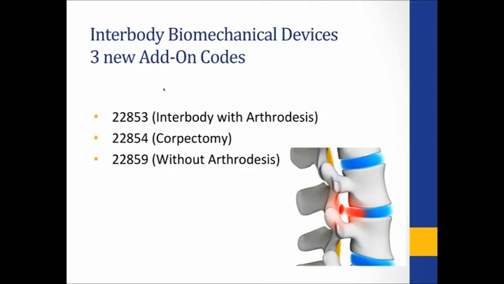But these are the interesting engineering minds that intersect with the medical world. These add-on codes identify when the physician uses these biomedical devices, and there's an associated cost with this. The first one, 22853, is an interbody device, like I mentioned before, those PEEK cages. And they insert those during fusion. You'll see that the code does say with arthrodesis, and that's fusion.